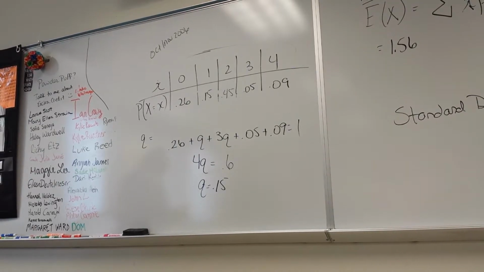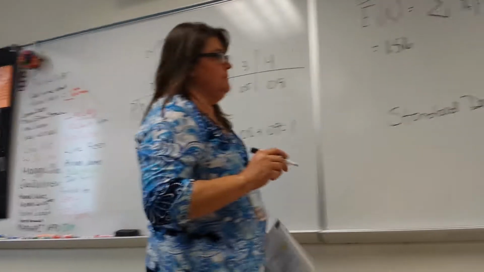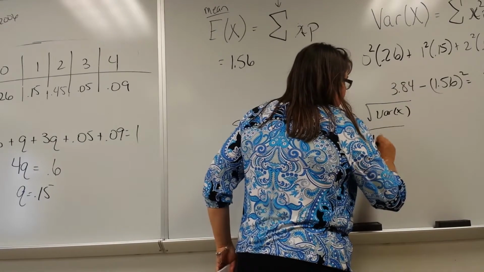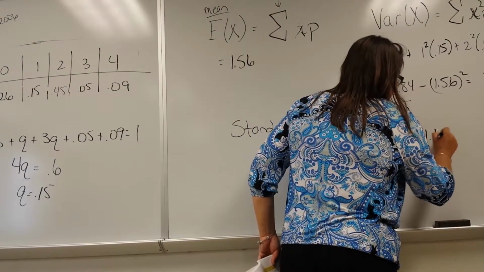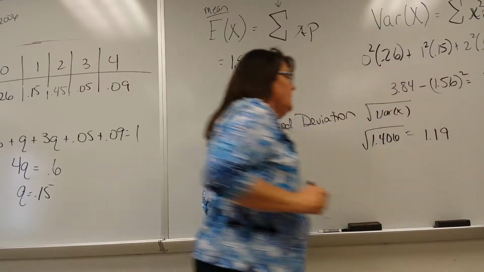So, in this case, it's 1.19. Is that what it is? You guys got it? So in this case, it's the square root of 1.406. You said what was it? 1.19. So 1.19.